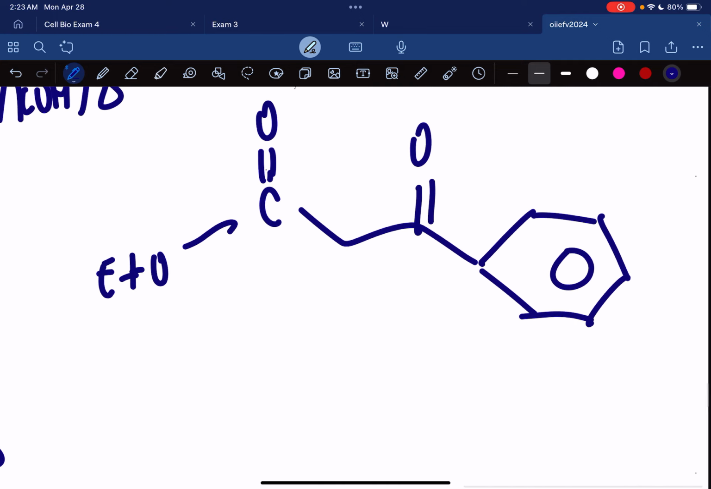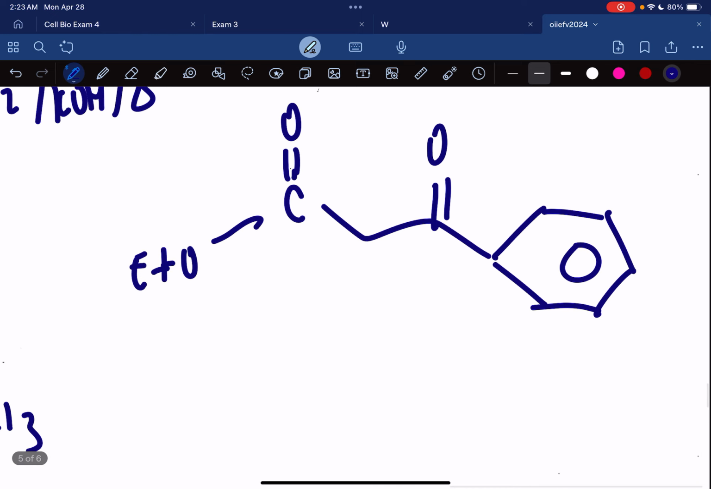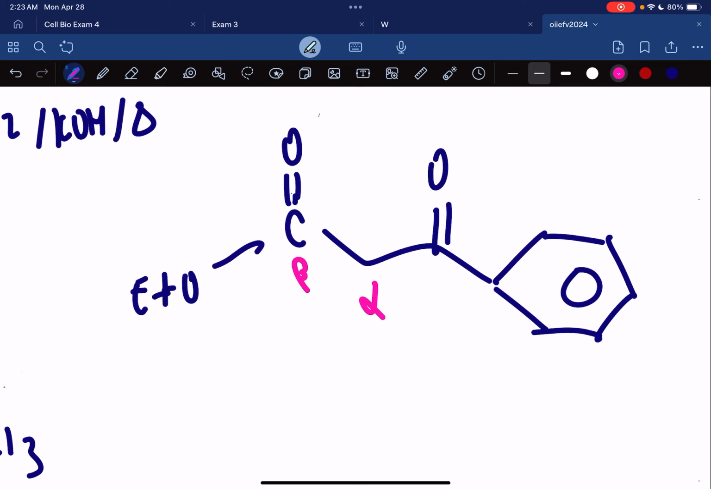Now we need to focus on making this piece. To make this, you can do a few different things, but the easiest way would be to split the molecule between the alpha and the beta carbon. So split it here and treat it as two different pieces. If we split this here, we're left with C double bond O, OEt here, and we're going to leave this like a carbon.